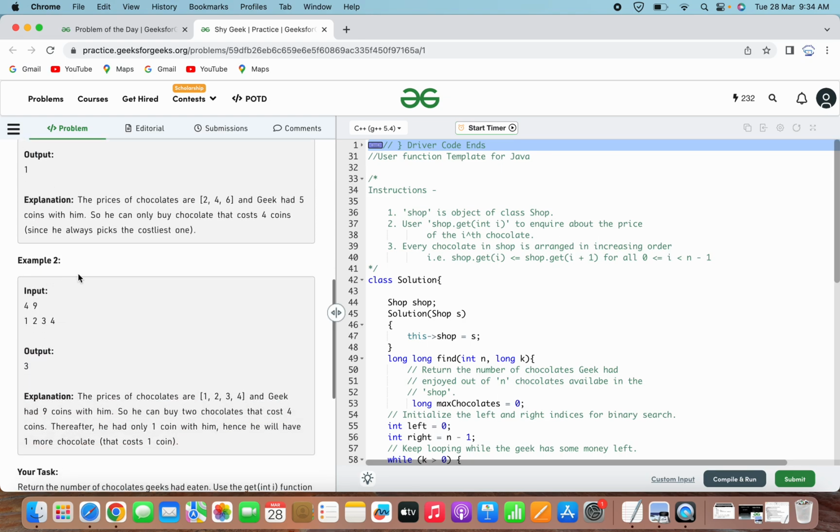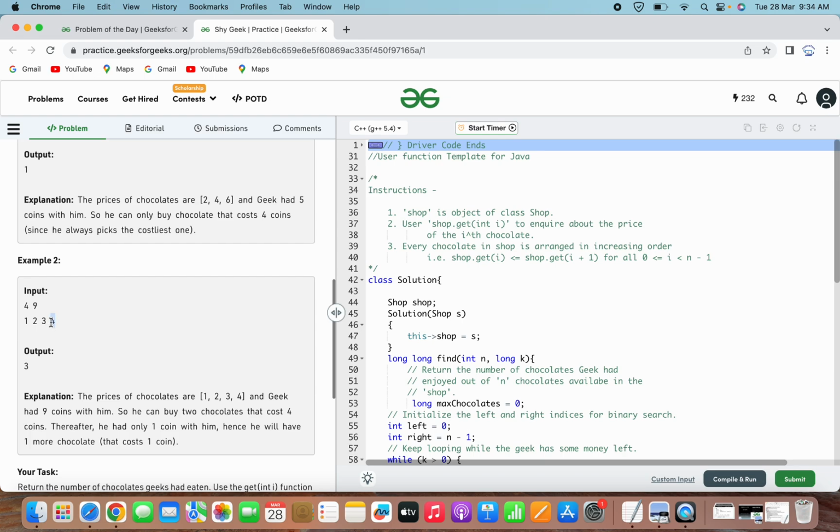Let's go through and understand the second example. Here the number of chocolates is 4, but he has 9 coins this time in his pocket. And the prices of the chocolates are 1, 2, 3, 4 respectively. So here the output is 3. How did we get 3? The prices of the chocolates are 1, 2, 3, 4, and Geek had 9 coins with him. So he can buy 2 chocolates that cost 4 coins.